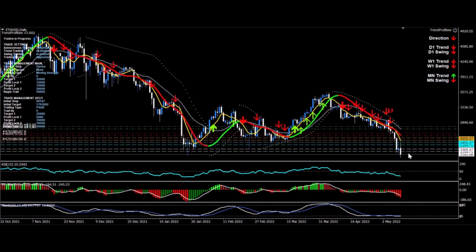Hey, so here we are back on Ethereum. Price has moved to, what are we, around 2,175. You can see my stops are placed. So I've got profits locked in. That's the name of the game.